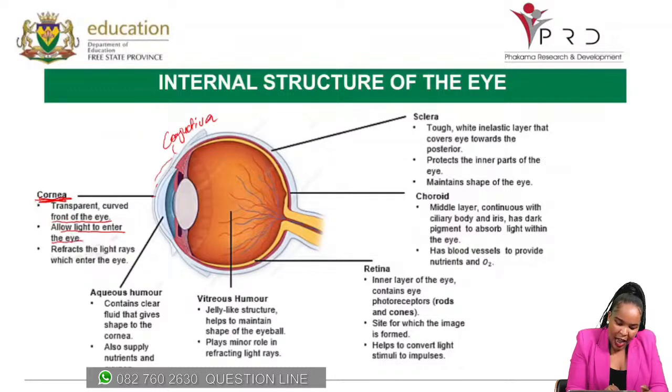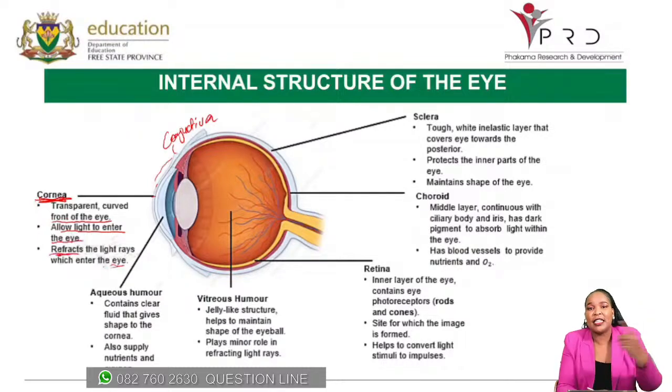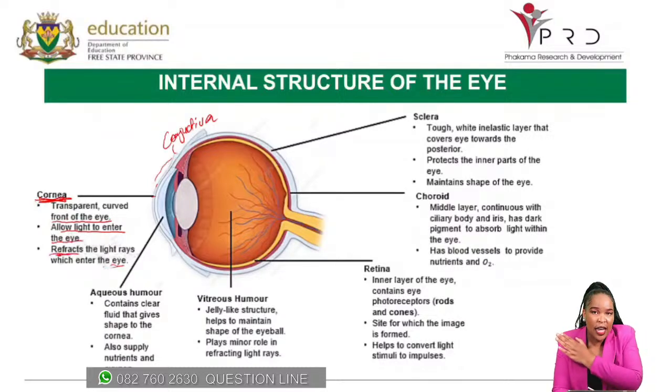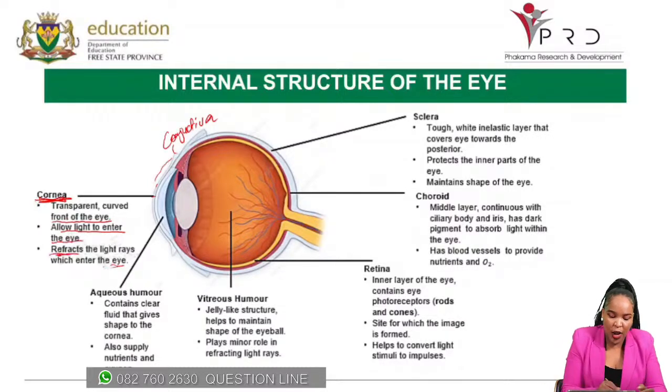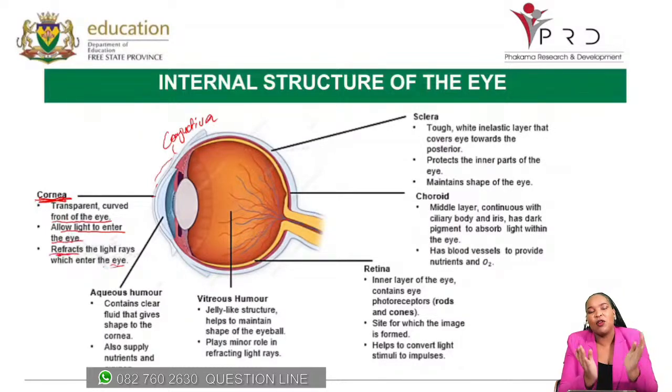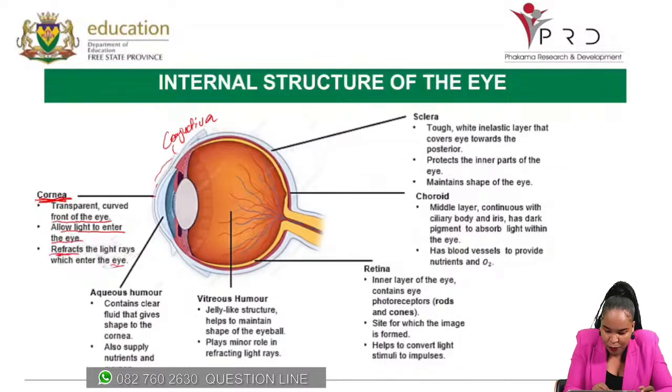Then another function is to refract the light rays which enter the eye so that they can be focused on the retina. All these parts work together to form an image at the end. So we are done with the cornea. Let us come to the sclera. Remember, we said on the very same line as the cornea, when it goes to the back of the eye here, then it becomes the sclera.